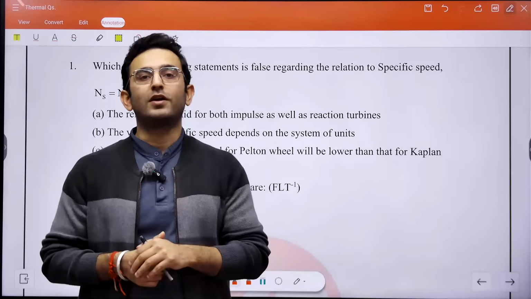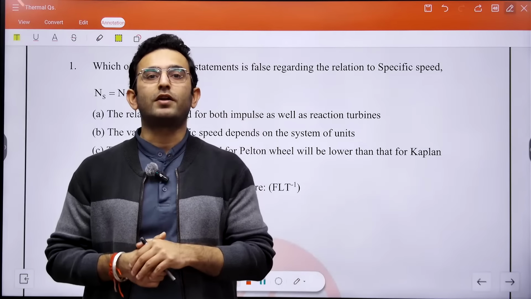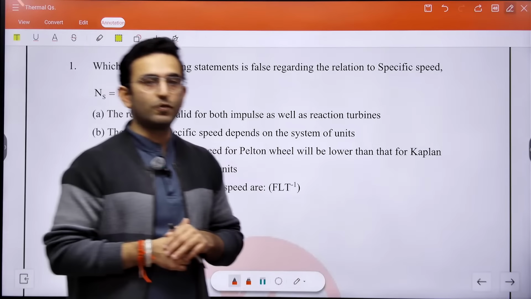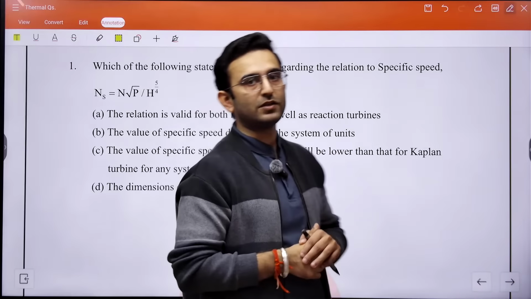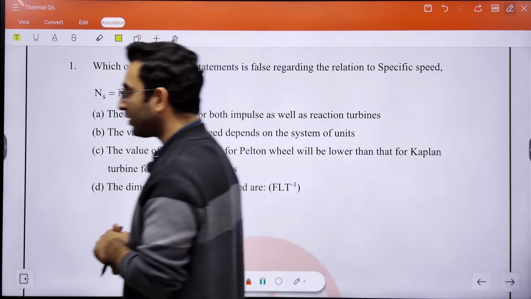Today I'm here to give you some important questions related to thermal engineering. We are going to do 100 questions related to the thermal engineering branch, in which I am going to cover thermodynamics, some questions of heat transfer, as well as the fluid mechanics part also. Before any delay, let us start with the questions.